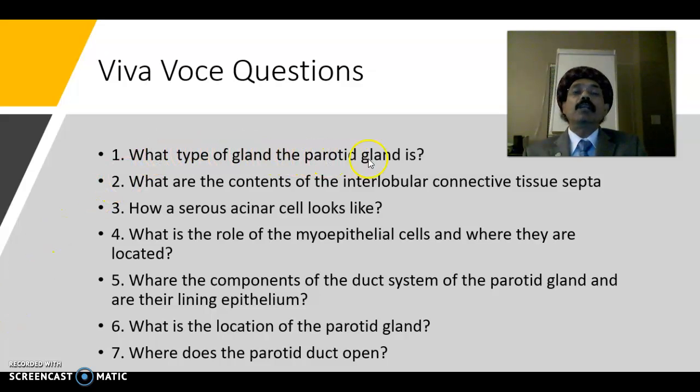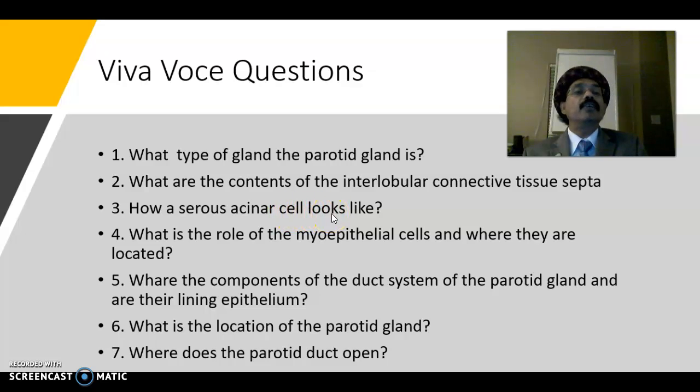What type of gland is the parotid gland? We got that. It is a complex tubuloalveolar gland. What are the contents of the interlobular connective tissue septa? It contains arterioles, venules, lymphatics, nerves.